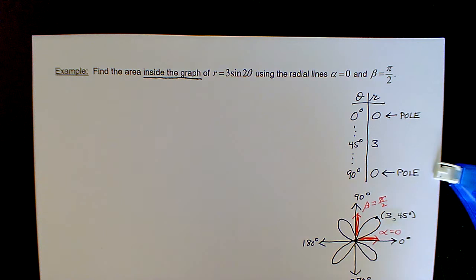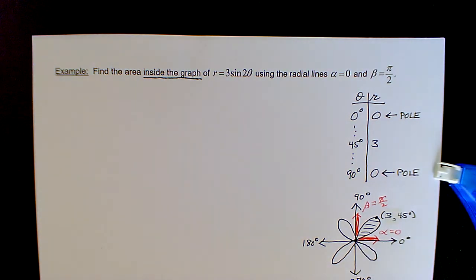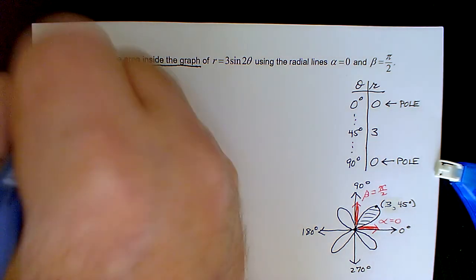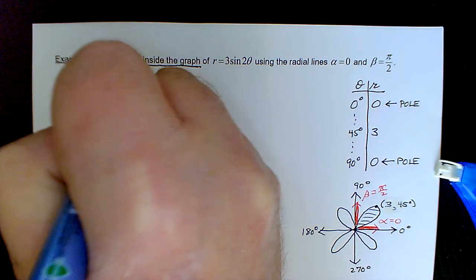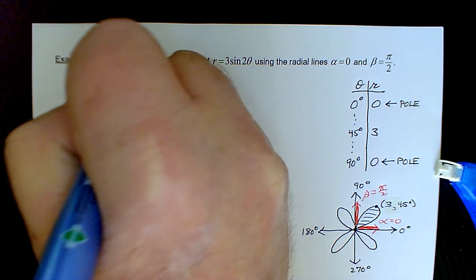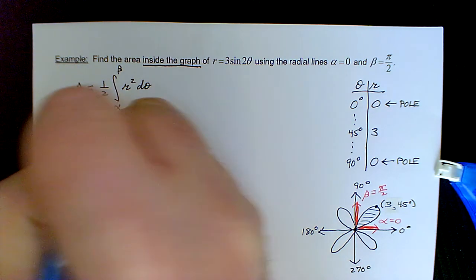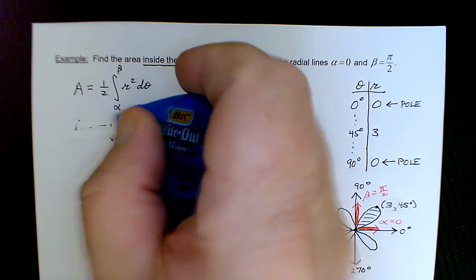Okay, so what we're going to be finding is the area inside this one petal. And so therefore at the end, since we want the area inside the entire graph, whatever that area is, we're going to have to multiply it by 4. So that's just a subtle point. Okay, so the area of the one petal. Okay, we know the formula, 1/2 integral alpha to beta, r squared d theta. Okay, so we get 1/2 integral. Spread this out a little bit. I'm definitely going to have enough room here.